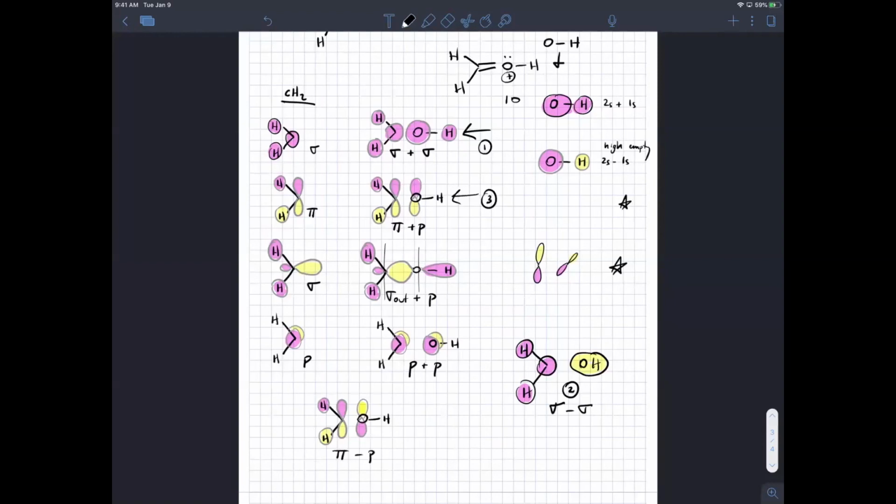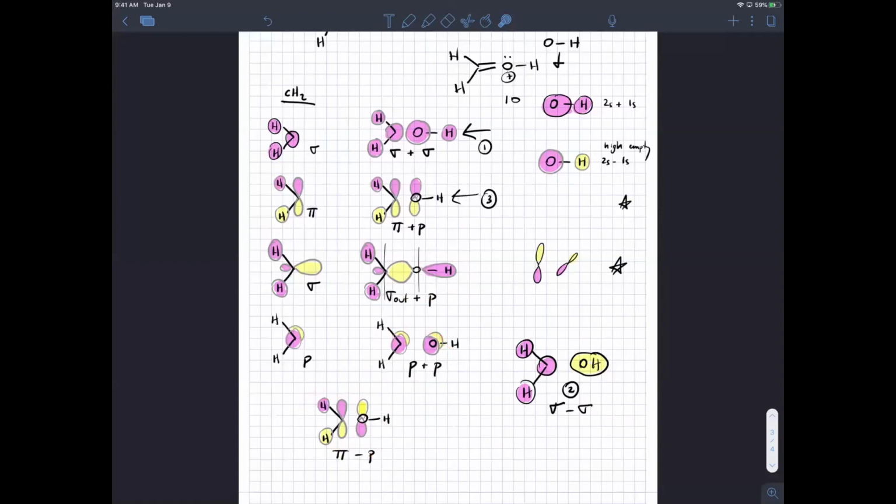So I'm pretty confident that in order of energy, 1 and 2 are our lowest energy. Based on analogy to what we've done previously, I think the pi type orbital, the pi plus p, is probably next. My gut says that the sigma bonding orbital comes next, then the pi minus p, and then the p plus p.